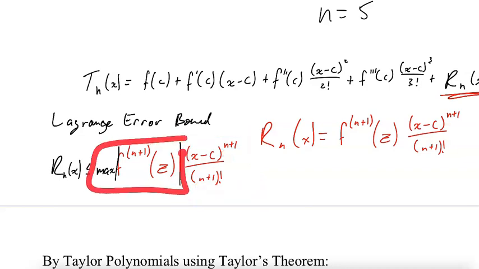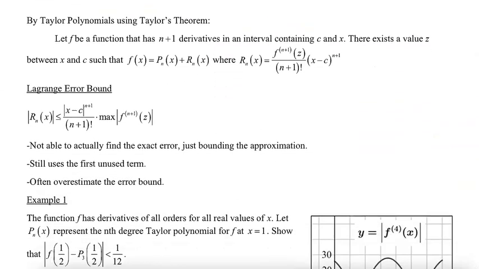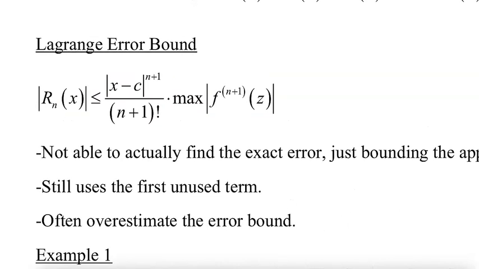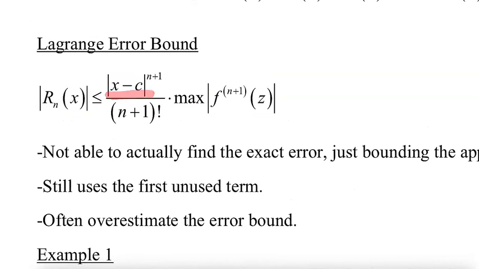And then I'm going to take the maximum value of that next derivative and multiply it by the next part of that. So let's take a look at how this is used. Again, here's your formula for it. The remainder has to be less than or equal to this value. Notice this is absolute value in case it comes out negative. This is also absolute value.